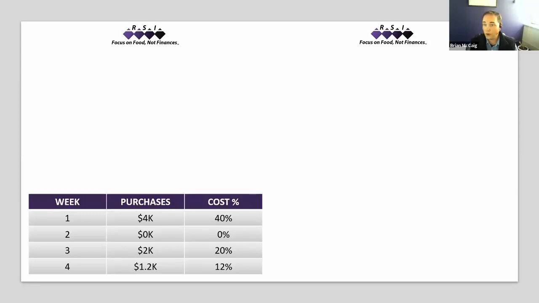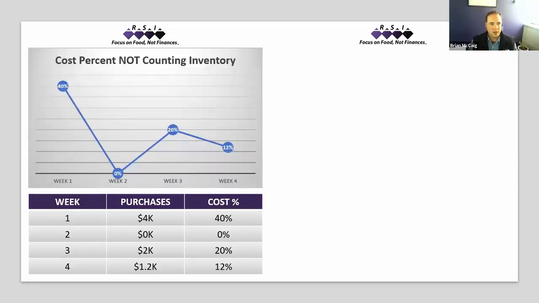Week 2, $0 in purchases divided by my $10,000 week gives me a $0 cost. $2,000 gives me a 20% cost. $1,200 gives me a 12% cost. Let me illustrate that on a graph as well. And you notice from week 1 to week 2 to week 3 to week 4, it kind of goes up and down and up and down.